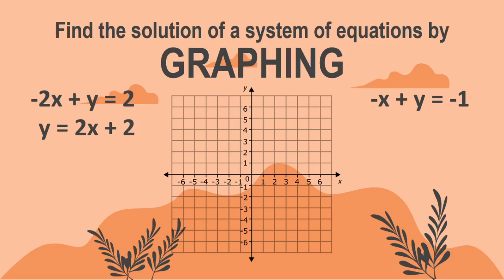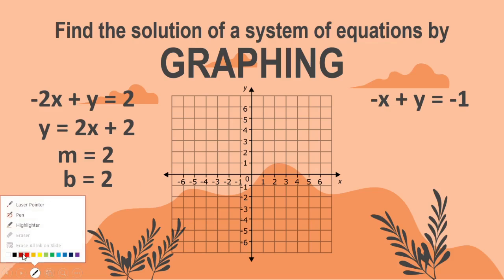Okay, from this point, malalaman na natin kung ano yung ating slope and y-intercept. Yung slope natin, or same as m, is equals to 2. Okay? Kasi, di ba? Ito po, ito yung ating m, di ba? And ang ating b, or ang ating y-intercept, is positive 2.